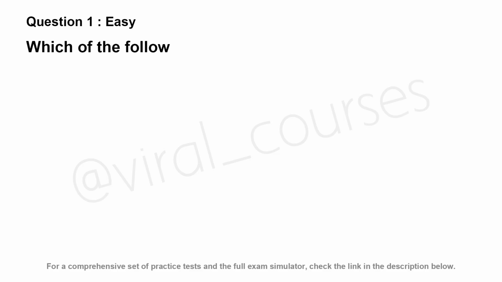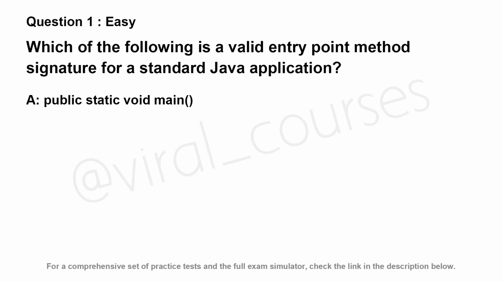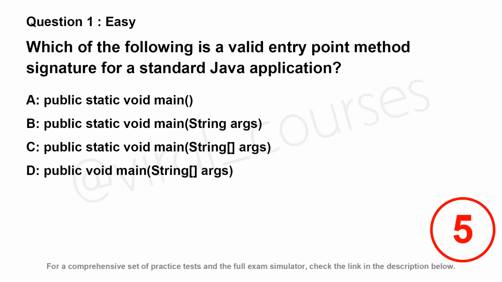Which of the following is a valid entry point method signature for a standard Java application? Option A, public static void main. Option B, public static void main, String args. Option C, public static void main, String[] args. Option D, public void main, String[] args.